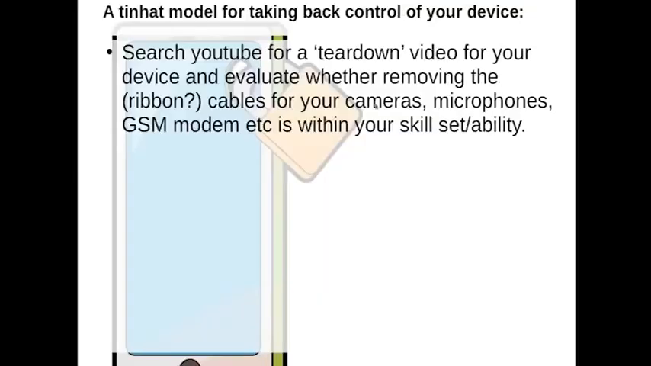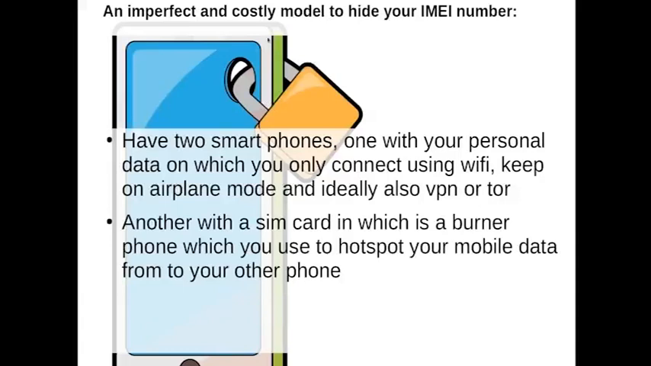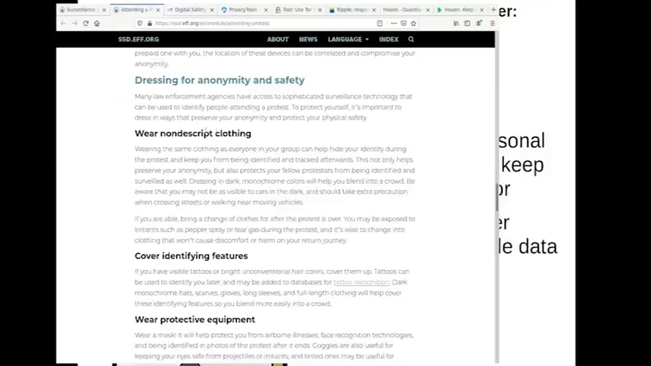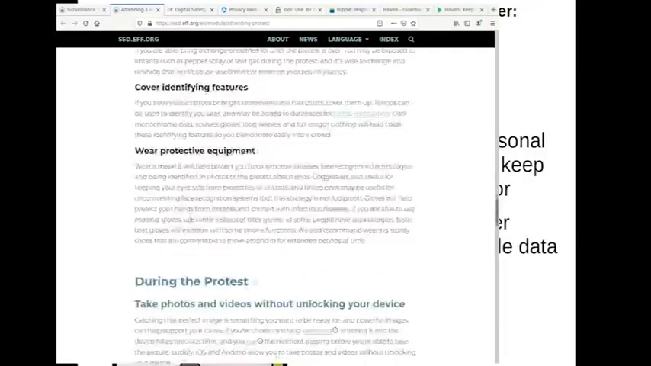But it might be more practicable using this method of hiding your IMEI number, if you're buying a second-hand phone and then trading it in for parts, exchanging it. I wonder if there's some places you might know which can do that. There's also some advice, I should say, for dressing for anonymity and safety. Not phone related, but very, very good advice.